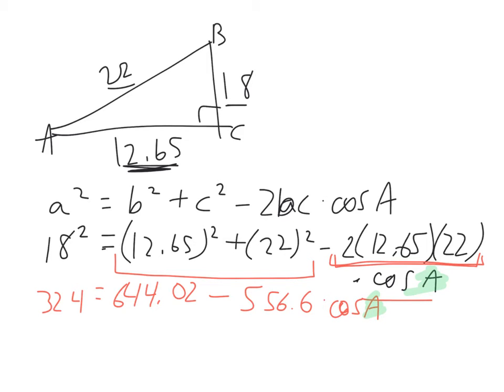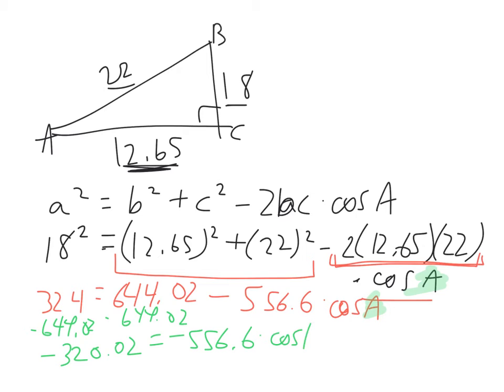Well, in this equation, the next step in the process is going to be to get your constants together. So I'm going to subtract 644.02 from both sides. So 324 minus 644.02, I get negative 320.02 equals negative 556.6 times cosine of A. Now I need to divide by this on both sides.